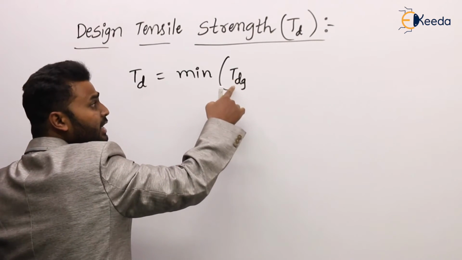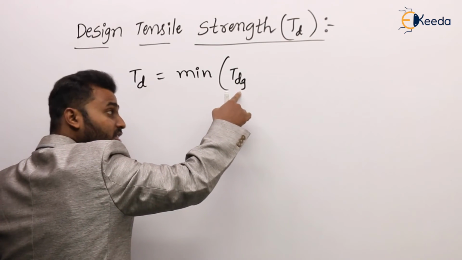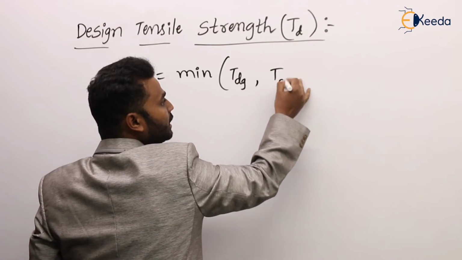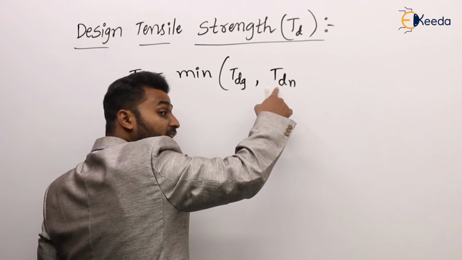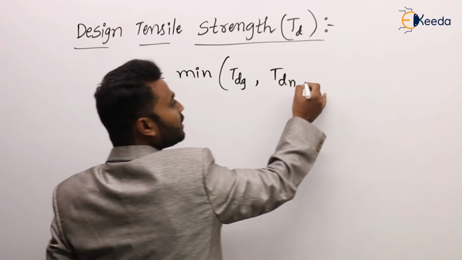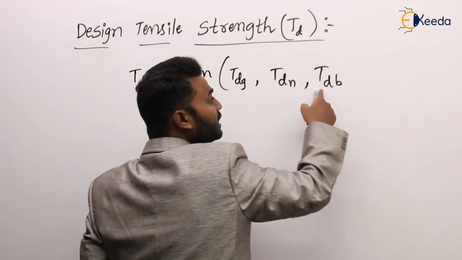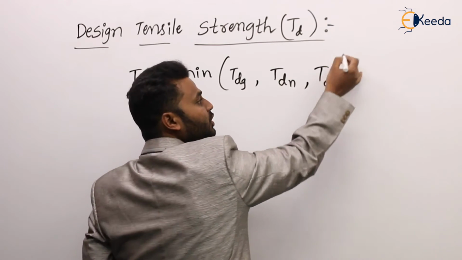TDG. What is meant by TDG? Design tensile strength based on cross section yielding, comma TDN. So what is TDN? TDN, design tensile strength based on net section rupture, and TDB. What is TDB? Design tensile strength based on block shear.